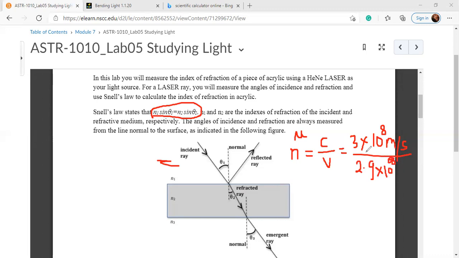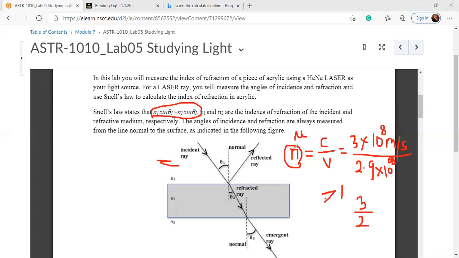If you divide a bigger number by a smaller number, your value will always be greater than 1. So the refractive index of a medium cannot be less than 1. This is the maximum value, and wherever light goes other than vacuum, the velocity will decrease. If the numerator is 3 and you divide by something less than 3, the quotient will always be more than 1. So this is one thing you need to know.